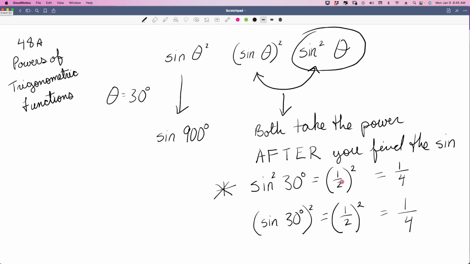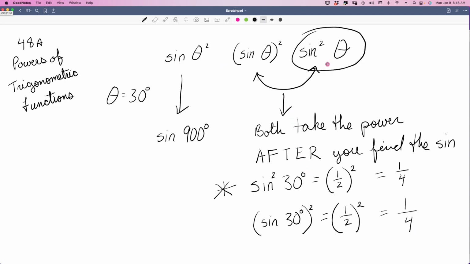So this will be an illustration here. This is the second one, the sine squared of 30 degrees. So you would find the sine of 30 degrees, which is 1/2, and then you would square that, which would equal 1/4. This first one that's written, the sine of theta, or 30 degrees in this case, the whole thing squared, it's the same thing. You find the sine of 30 degrees and then you square it, and that would still be 1/4. So that is how you would take a power of a trigonometric function.